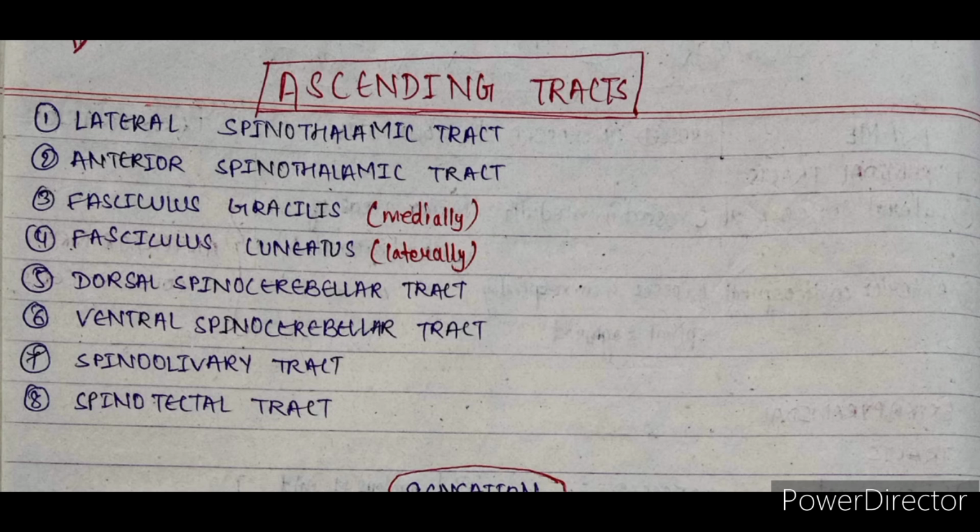Fourth, fasciculus cuneatus laterally. Fifth, dorsal spinocerebellar tract. Sixth, ventral spinocerebellar tract. Seventh, spino-olivary tract. And eighth one is spinotectal tract.